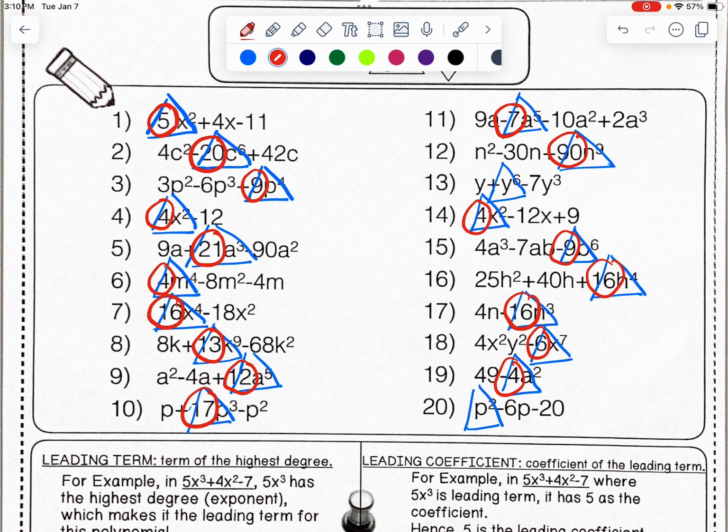So if you look at 13 and 20, both of those terms, the y to the 6th and the p to the 2nd, have no number in front. But really, we know there's a 1 right here, right? We know if there's not a number in front of a variable, it's really a 1. So the leading coefficient of both 13 and 20 are the 1s, or negative 1 in 13's case, in front of that variable. Okay, so that's the leading term, has the biggest exponent, and the leading coefficient is the number that is in front of the leading term.